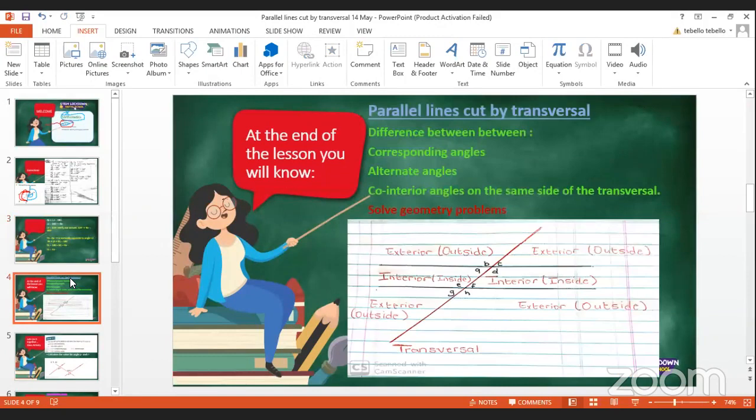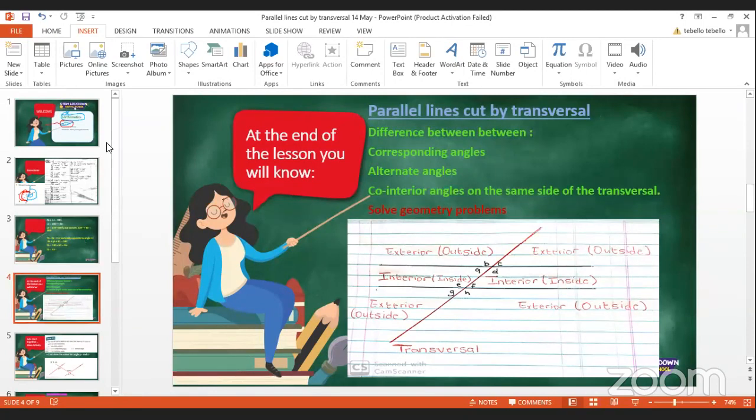Okay, so for today we'll be doing parallel lines cut by transversals. We did this last week, and we are continuing with the topic. So at the end of the lesson, you must be able to differentiate between corresponding angles, alternate angles, and co-interior angles. So I have the diagram below here, which is showing the interior and the exterior.